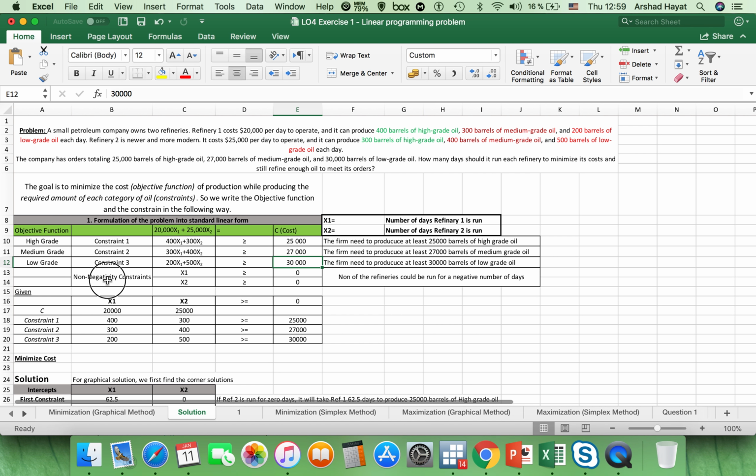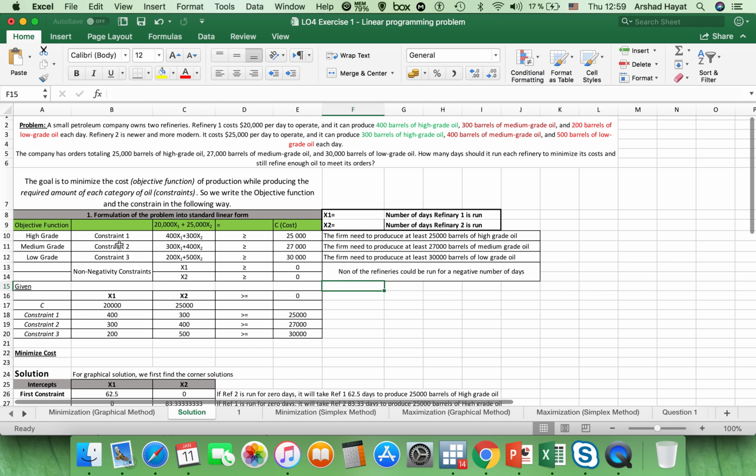Then there is the non-negativity constraint. There are these two constraints that x1 and x2 must be at least equal to 0, which means it should be equal to 0 or more. It cannot be negative. These control variables cannot go negative, and that obviously makes sense logically as well. We cannot run the refineries in a negative number of days. We can run the refinery 0 days or some positive number of days.